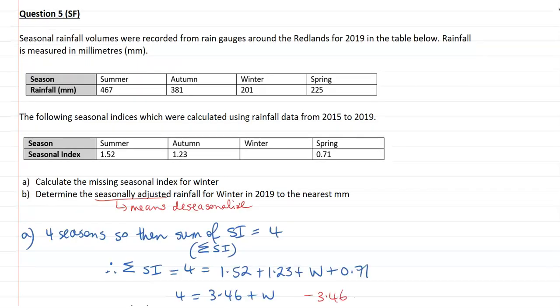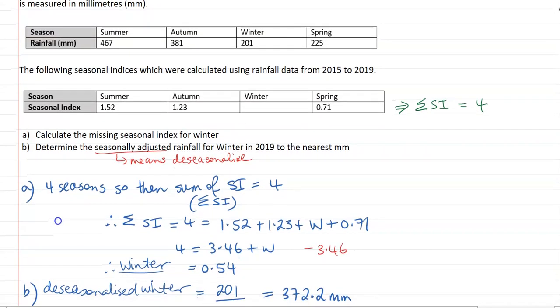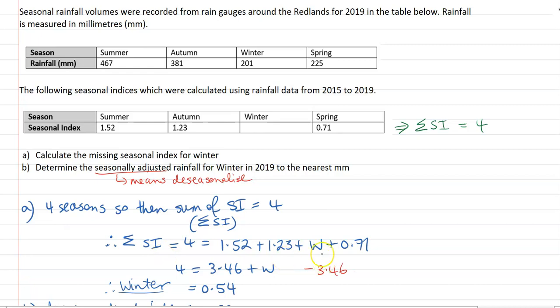Right, checking in. For part A, we need to remember that the sum of these seasonal indices will equal the number of seasons present within a cycle. So here we've got 4. So those seasonal indices should add up to give 4. So for A, just working backwards, subbing in what you know, and we need to find our winter. We end up with a winter seasonal index of 0.54.